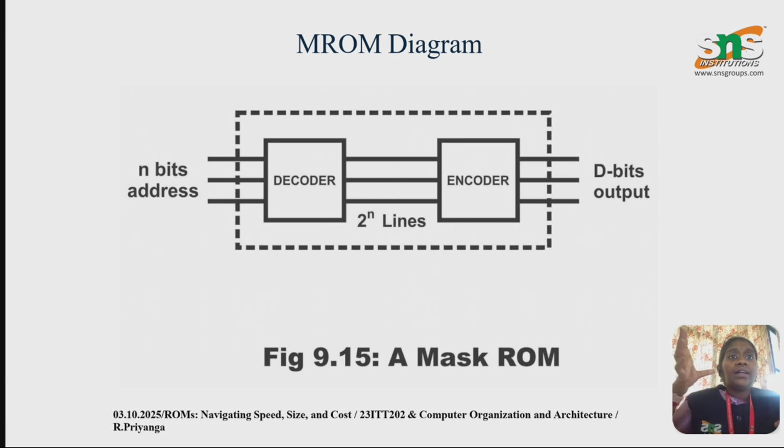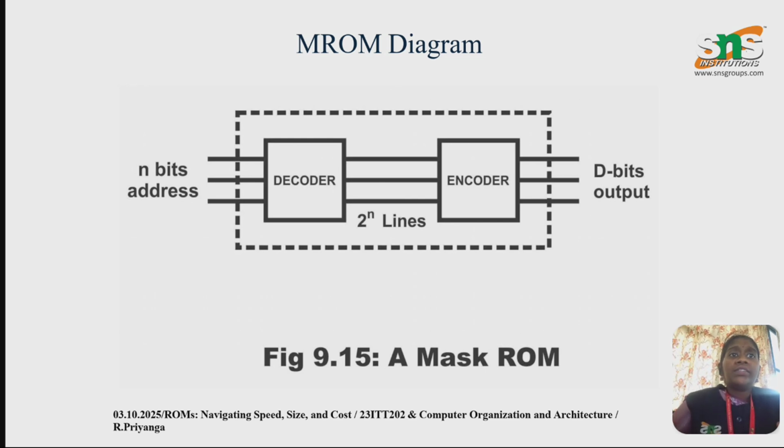The 2^n lines are the word lines. These are the internal lines connected to the memory matrix. Each line corresponds to one memory word. In MOS-ROM, whether a line is connected or not is decided at fabrication time. Then we move to the encoder, that is the output logic.